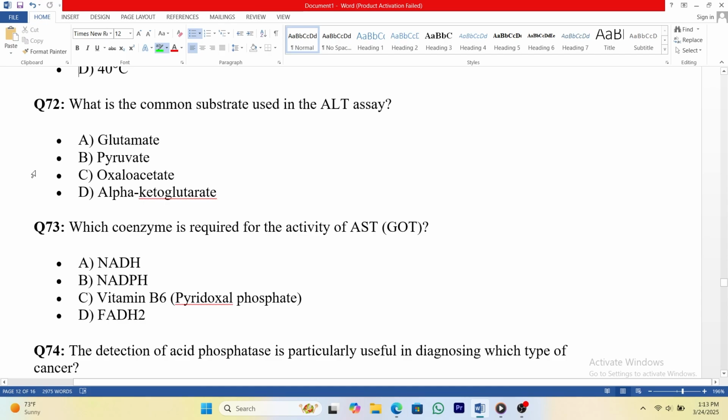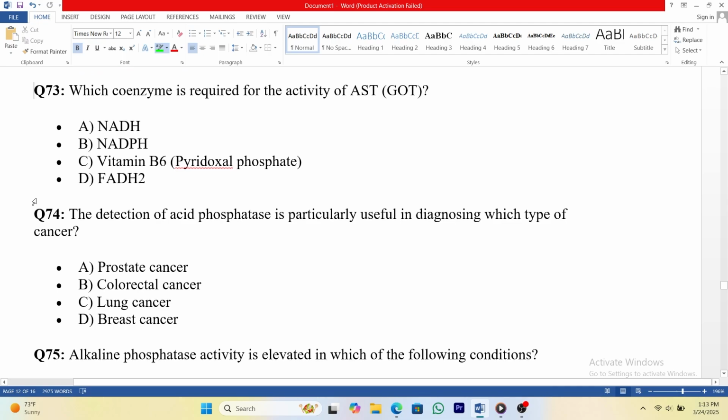A. Glutamate. B. Pyruvate. C. Oxaloacetate. D. Alpha-ketoglutarate. Answer: D. 73. Which coenzyme is required for the activity of AST, GOT?